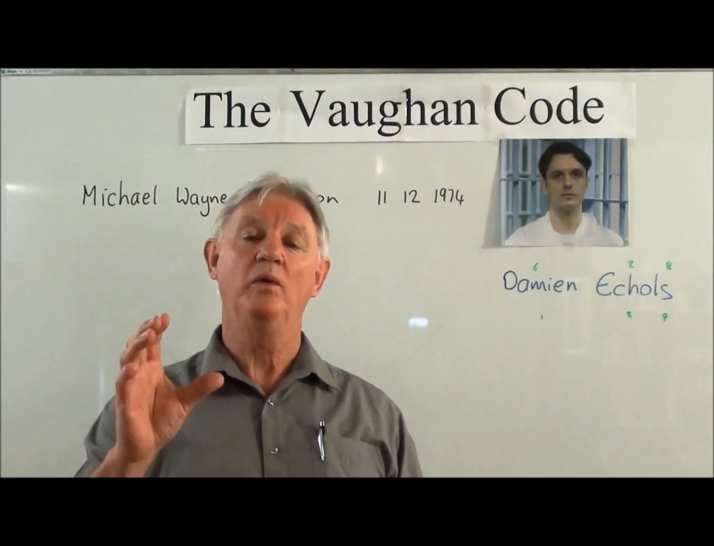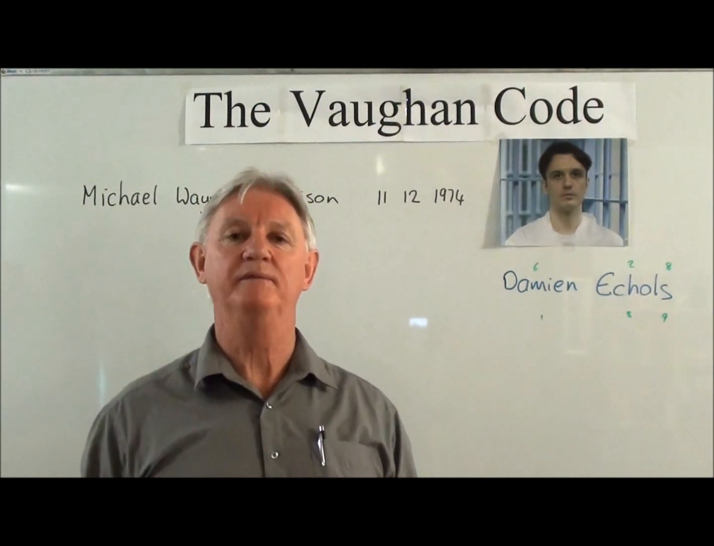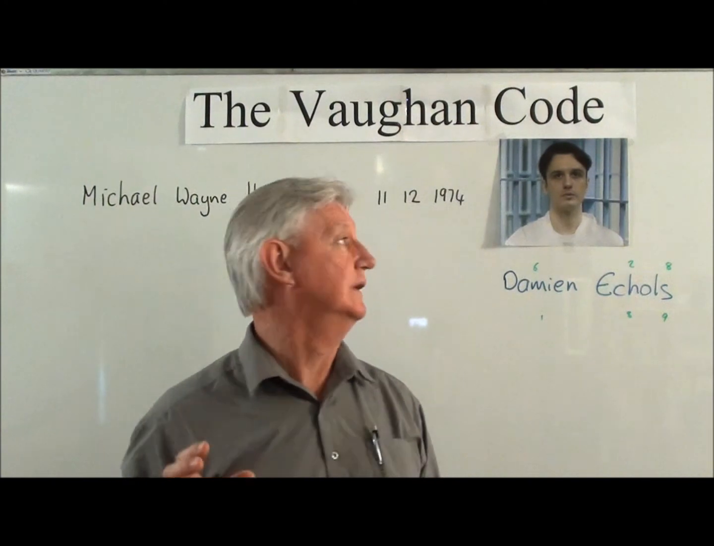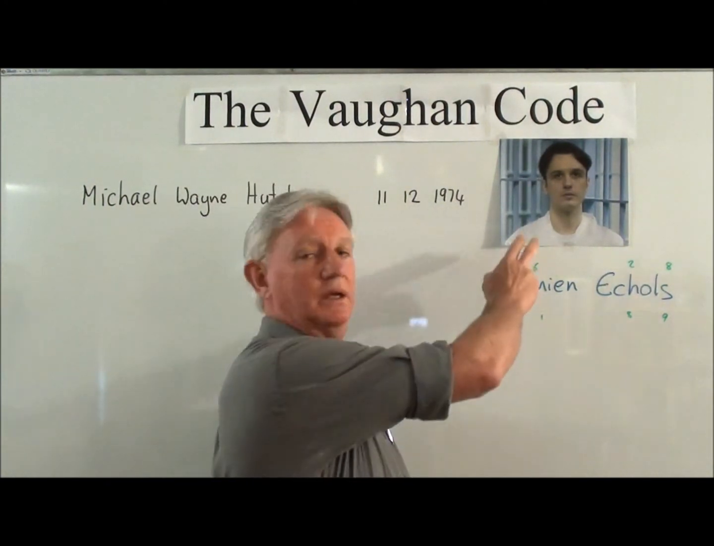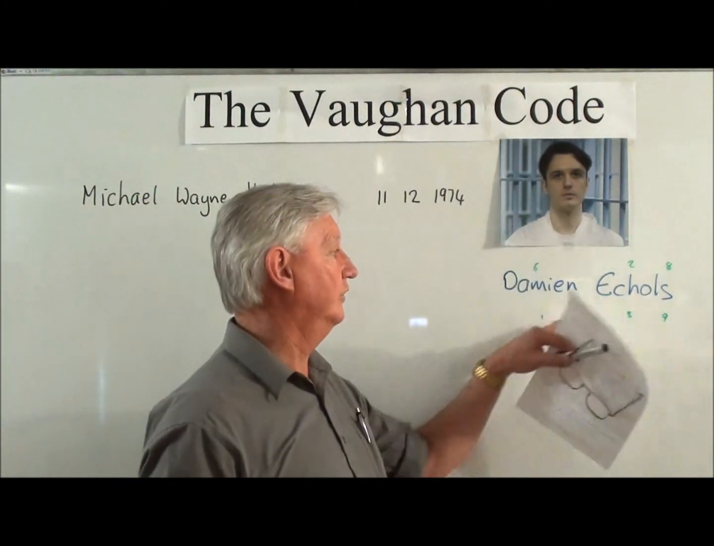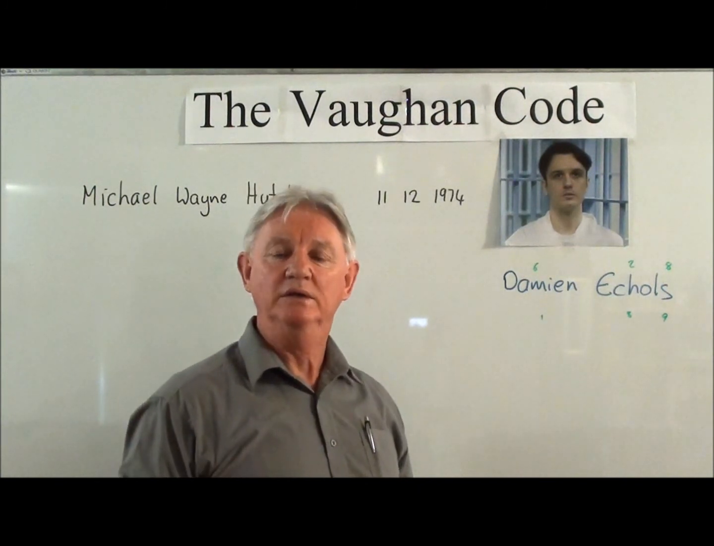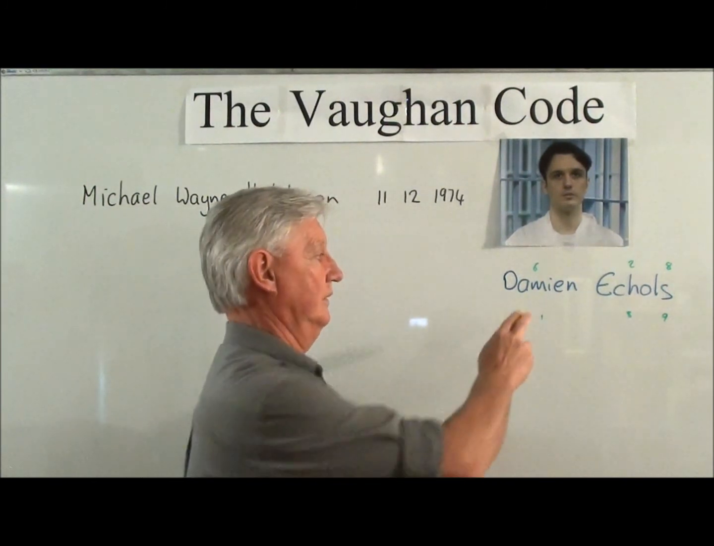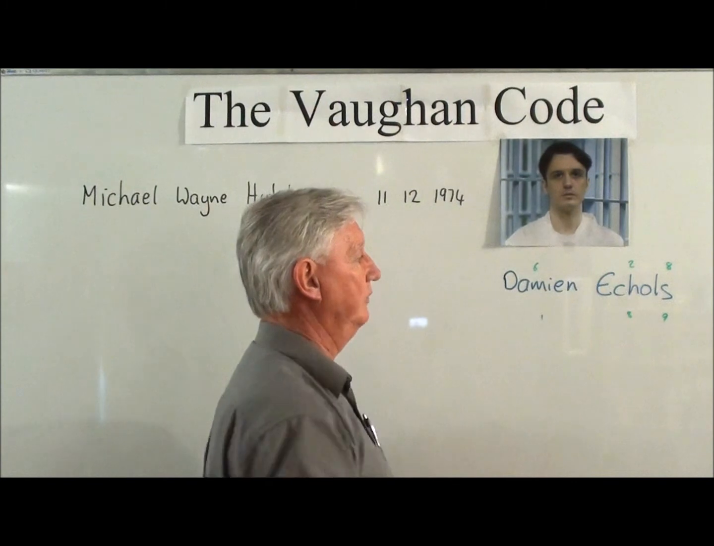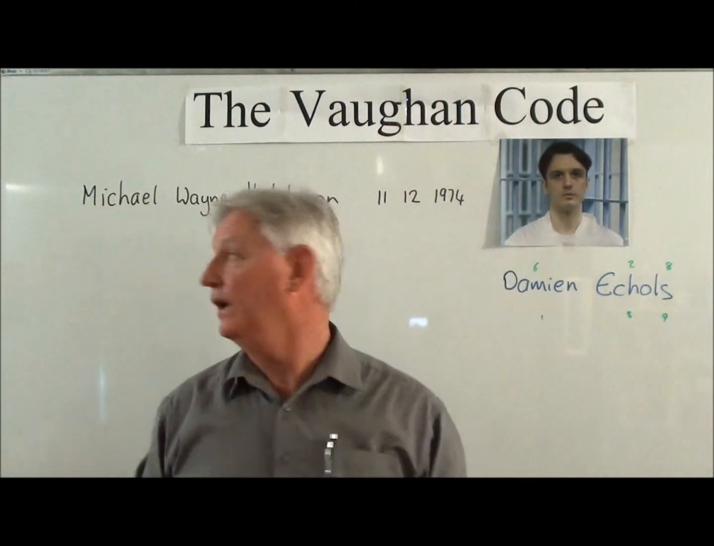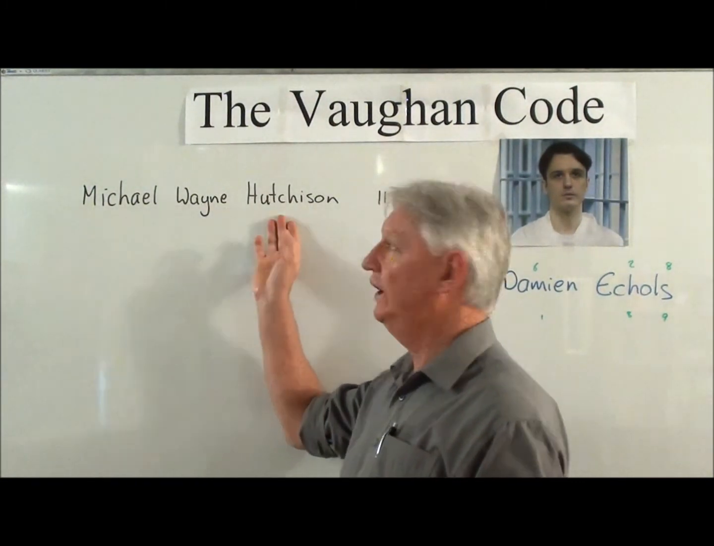I'm continuing with the story of the West Memphis 3 murder cases, and what I have behind me here is, as commonly is known, Damien Echols. Now, Damien was not born Damien Echols, in fact his middle name is Wayne. He was born as Michael Wayne Hutchison.